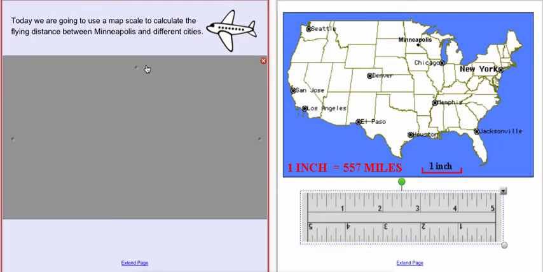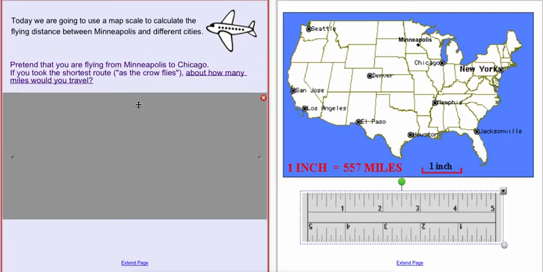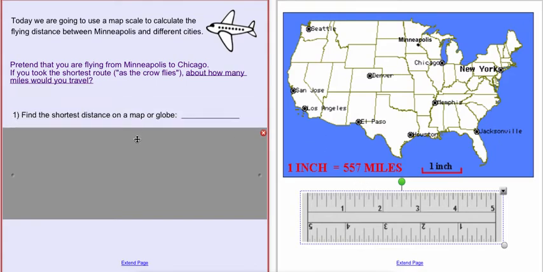So we're going to start off by flying from Minneapolis, which is right here, to Chicago, which is right here in Illinois. We're going to take the shortest route, otherwise known as the crow flies. If we were a crow or a bird flying, the crow wouldn't go here, then here, then here, then here. Neither would it take the interstates. It would make a direct path to Chicago. So we're going to need to find out how many miles we traveled.